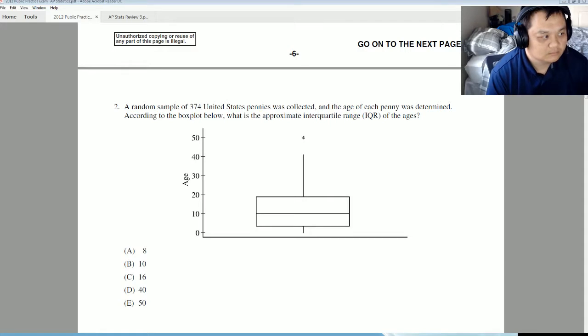I'll say 16. Okay, how'd you get 16? Q3 minus Q1. Q3 is 20 and Q1 is about 5 or 4. Okay, why can't it be D or E? I mean, it is not because the IQR is like the body part of the box.